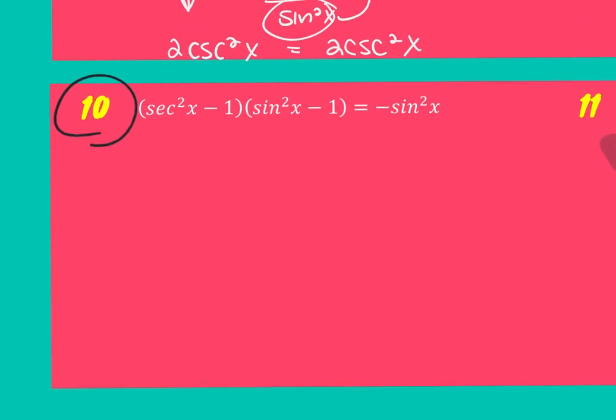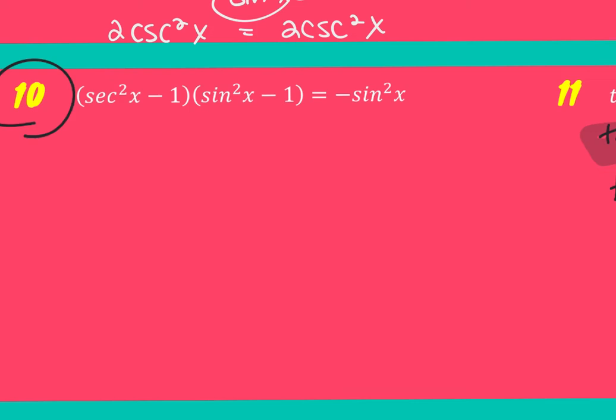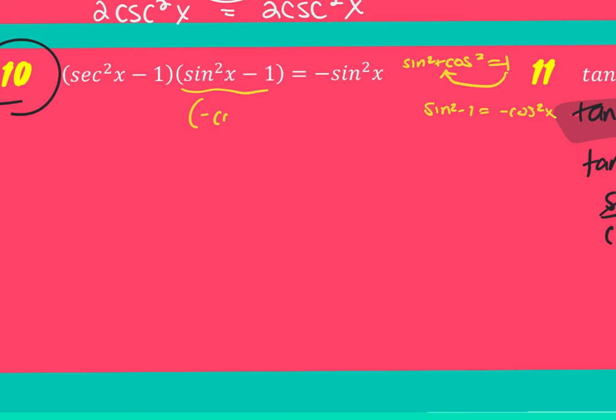Okay, 10, I've got secant squared x minus 1 and then sine squared x minus 1. So again, those are part of our Pythagorean identities. Sine squared plus cosine squared equals 1. If this is 1 minus sine squared minus 1, that means the 1 goes over on the side here, which means the cosine would go to the other side. So this is going to get replaced with negative cosine squared x.